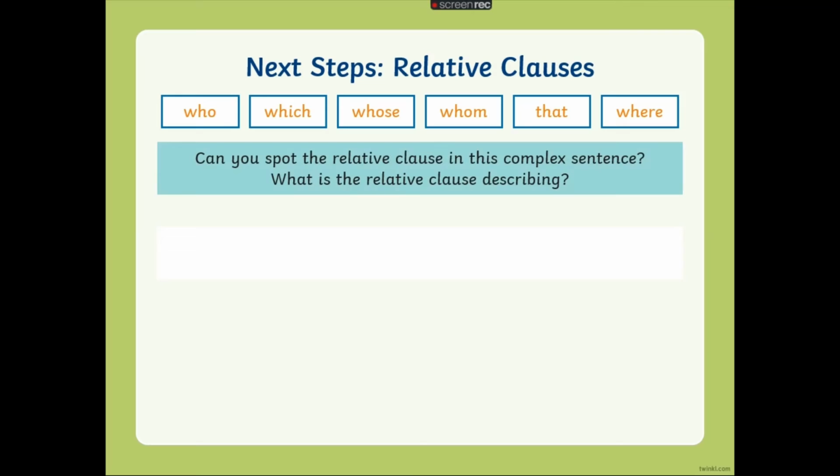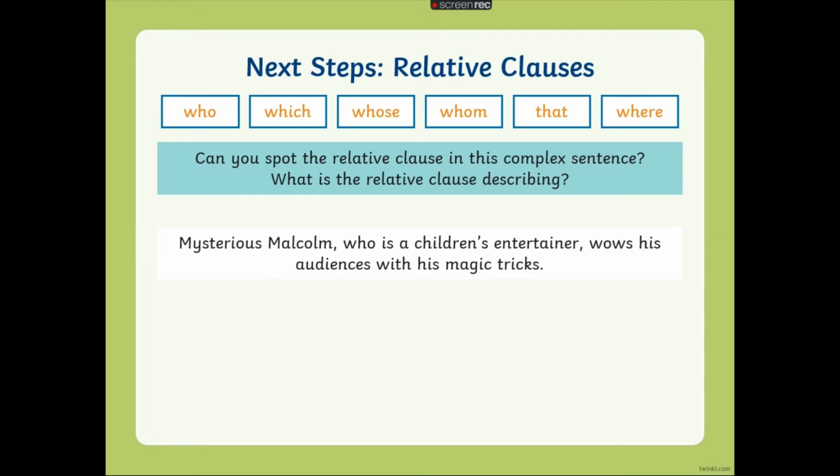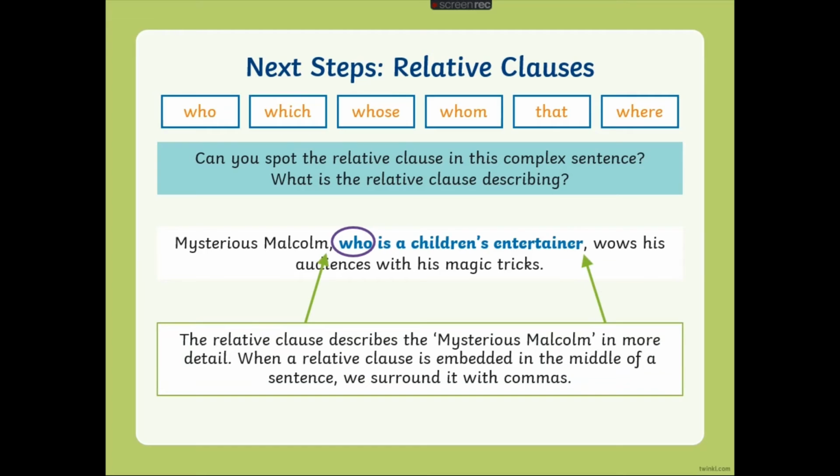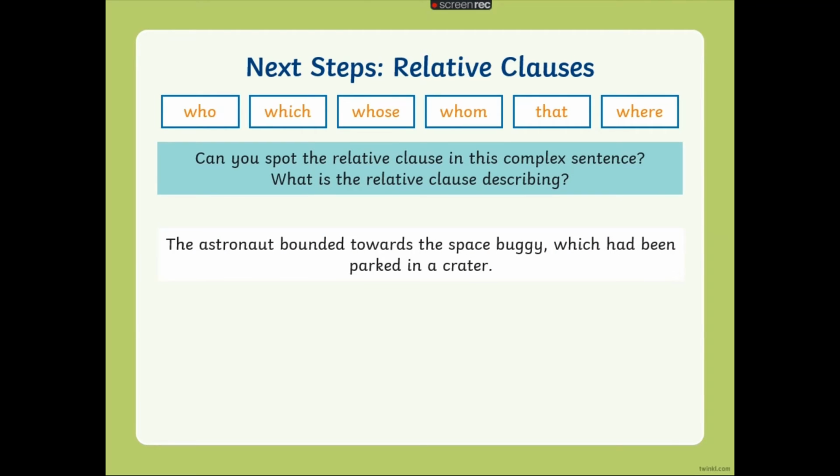Okay. So, can you spot the relative clause in this complex sentence? Mysterious Malcolm, who's a children's entertainer, wows his audience with his magic tricks. So there's our relative clause, who's a children's entertainer, and of course it's describing Mysterious Malcolm in more detail. Remember, this is a type of embedded clause, so we are going to need 2 commas, one before and one after the relative clause.